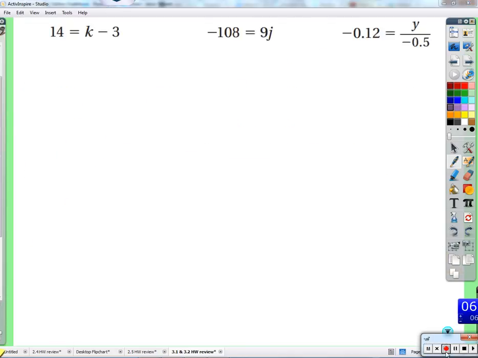All right, first up, 14 equals k minus 3. Doesn't matter. We get k by itself, we get rid of all numbers. You would add to both sides, every equal. I like it. It's direct, it's to the point, and we're done. That's Brian.